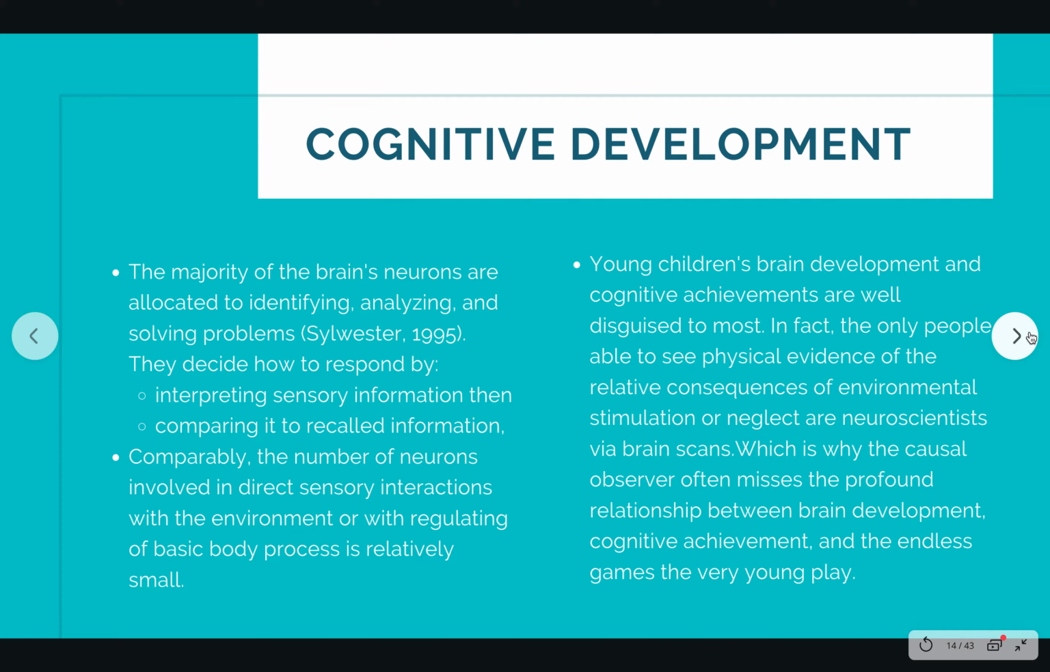Cognitive development. The majority of the brain's neurons are allocated to identifying, analyzing, and solving problems. They decide how to respond by interpreting sensory information and then comparing it to recalled information. Comparably, the number of neurons involved in direct sensory interactions with the environment or with regulating basic body processes is relatively small. Young children's brain development and cognitive achievements are well disguised to most. In fact, the only people able to see physical evidence of the relative consequences of environmental stimulation or neglect are neuroscientists via brain scans, which is why the casual observer often misses the profound relationship between brain development, cognitive achievement, and the endless games the very young play.